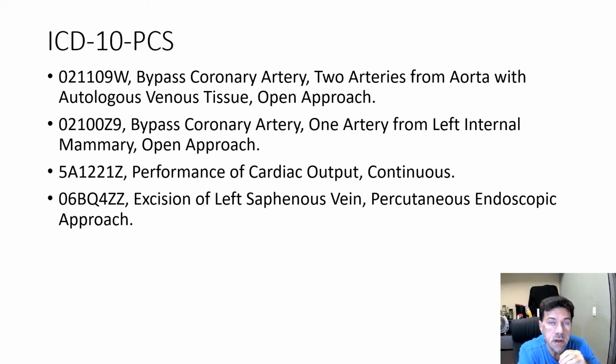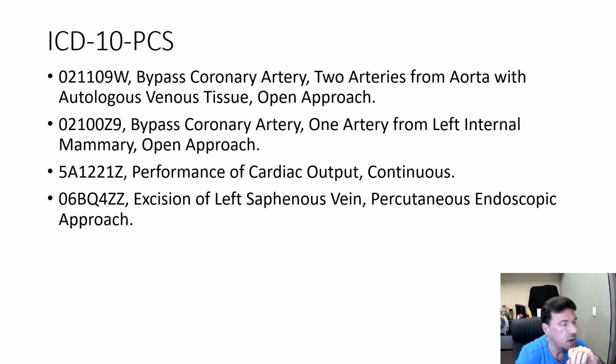I'm leaving the codes here for you. We have the first code, which is the coronary artery bypass graft, where they use two coronary arteries, obtuse marginal and posterior descending artery, using the Saphenous Vein Graft, which is an autologous venous tissue. And the approach is open. This code, 2110-9W, is for the first two coronary artery bypasses from the aorta using the device Saphenous Vein Graft to the obtuse marginal and posterior descending artery. That's this code.